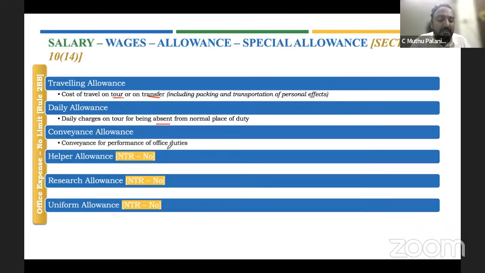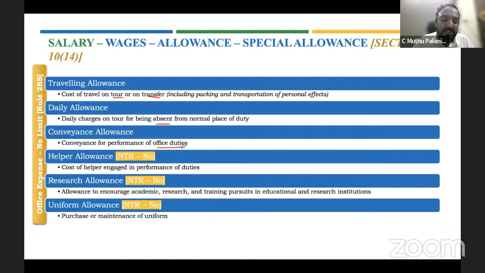And what about conveyance allowance? For performance of office duty within Chennai, I'm traveling to different places. Conveyance, Ola, Uber, or whatever charges is basically covered. Reimbursed is not taxable. The next three are helper, research, and uniform.